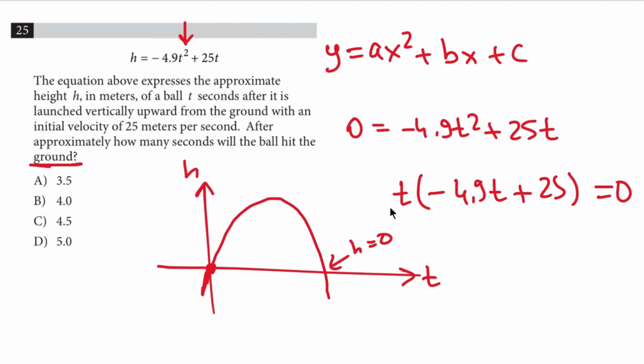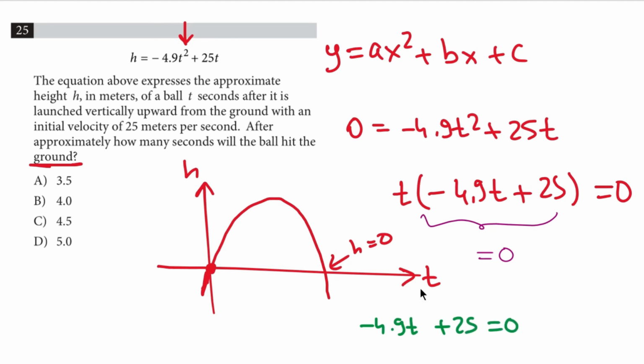You either have to make this one 0, so when it is 0, 0 times everything here will give you 0, or you will have to make whatever is inside here equal to 0. Therefore, let's try to do that. Negative 4.9t plus 25 is equal to 0.